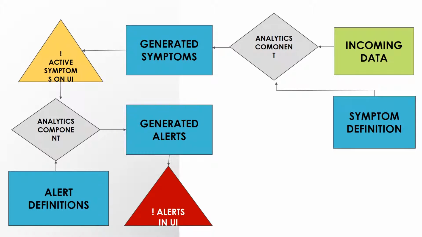Now, let's understand the flow of an alert being triggered. The incoming data is sent to the analytics component, which evaluates the conditions in the symptom definitions. As you can see in the flow, if it evaluates to true, the symptom is triggered, and generated symptoms can be viewed in the Active Symptoms tab in the vROps UI. Now, the analytics component again checks the alert definitions based on triggered symptoms, and if the alert definition evaluates to true based on the conditions applied earlier, then the alert is triggered and can be seen in the active alerts in the vROps UI. I hope you are able to get this flow now.